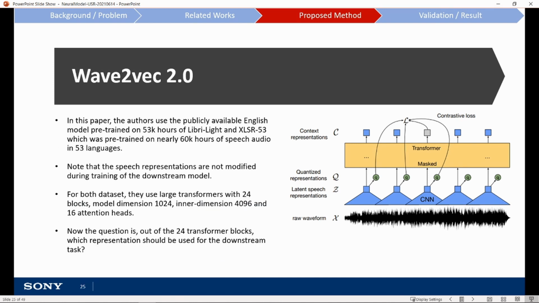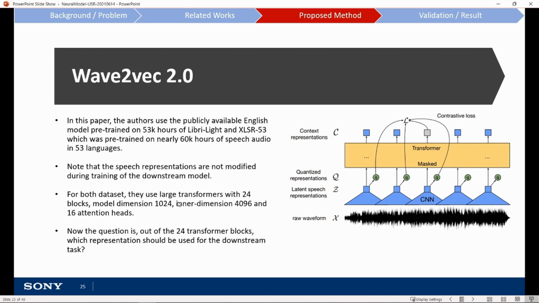So in this paper the authors use two wav2vec models. In the training of this wav2vec unsupervised model, the wav2vec 2.0 representations learnt are frozen. So wav2vec 2.0 is not updated during the training of this model. They used two pre-trained models. One of them is trained on 53,000 hours of LibriLight data, and the other is XLSR-53, which is pre-trained on nearly 60,000 hours of speech audio in 53 languages.